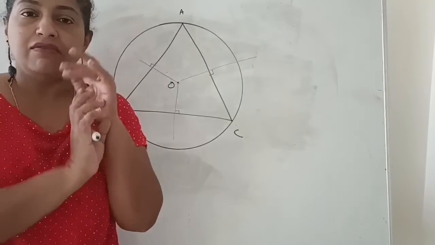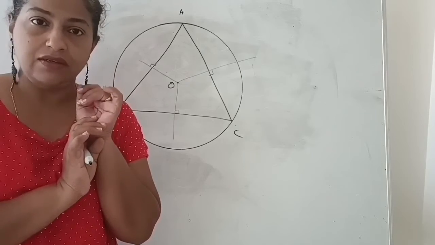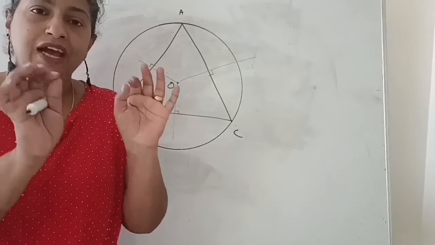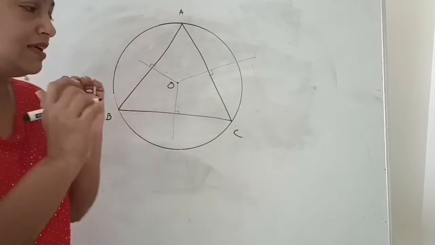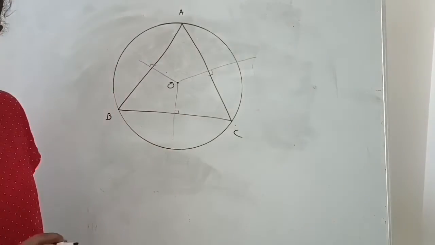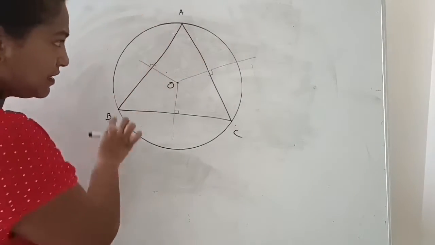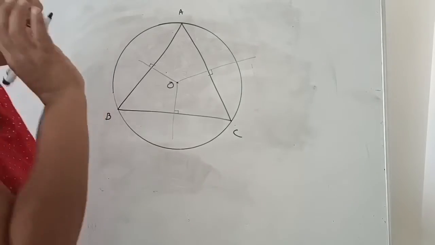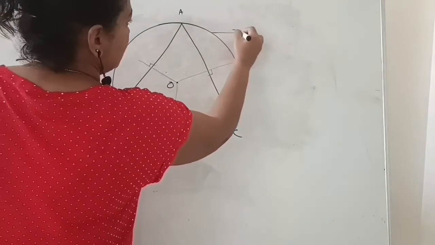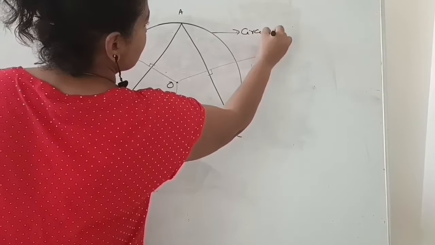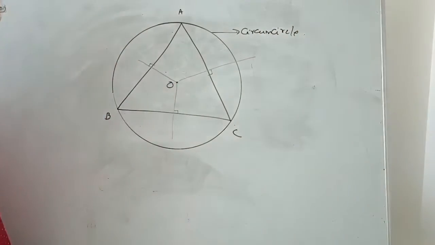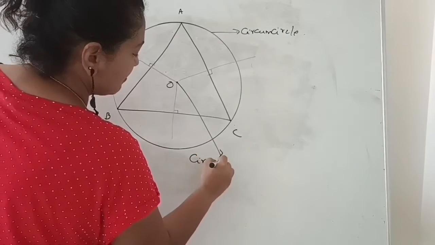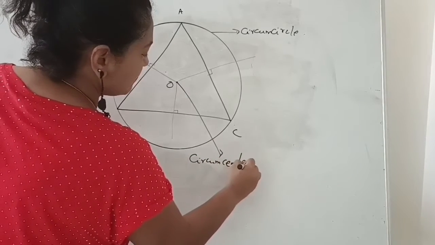Now you know that whenever you have a circle, it has to have a center, right? So this particular circle also should have a center. That particular center is given by the circumcenter of the triangle. And this particular circle inside which the triangle is inscribed is called a circumcircle. So this circle is called a circumcircle, right? This particular point, as we have already discussed, is called a circumcenter.